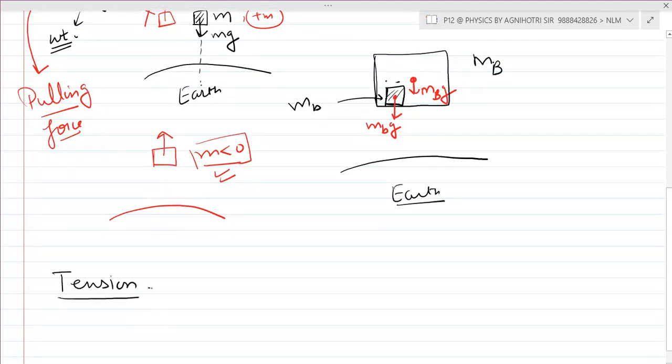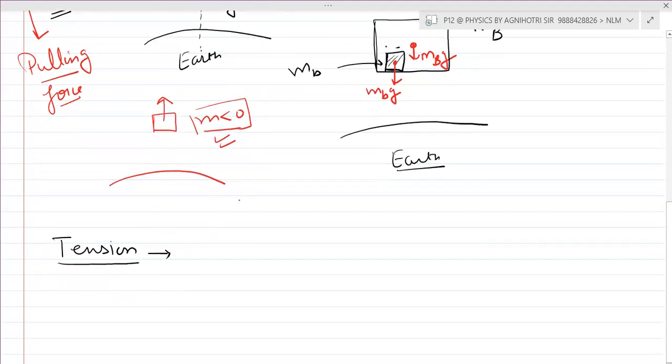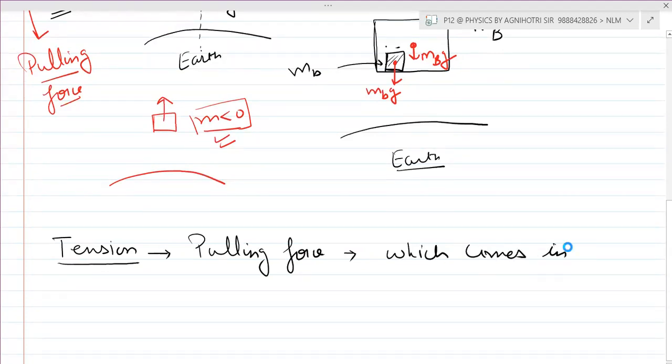That's the tension. So what do you mean by the word tension basically? Now let me tell you. Tension is what? Tension, you call it, is a pulling force. Now let me brief you about that. Tension is basically a pulling force which comes into play.